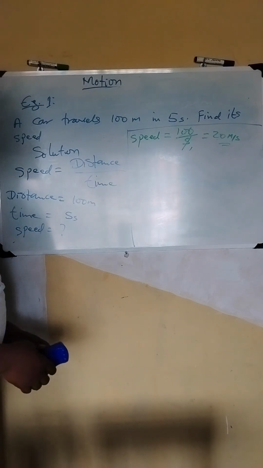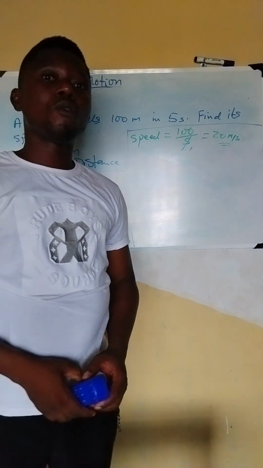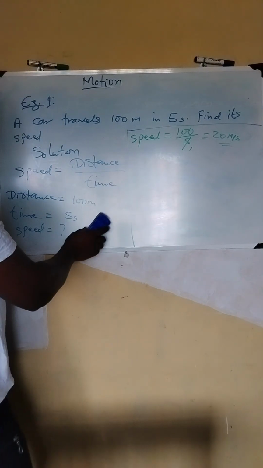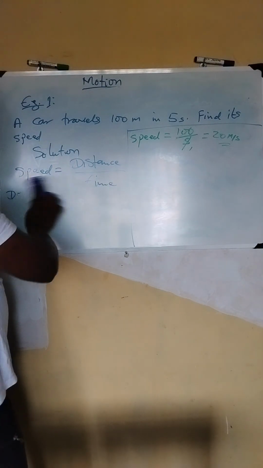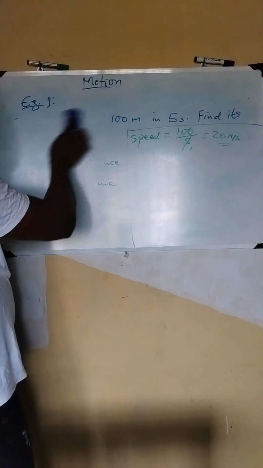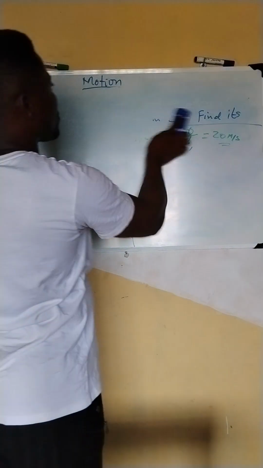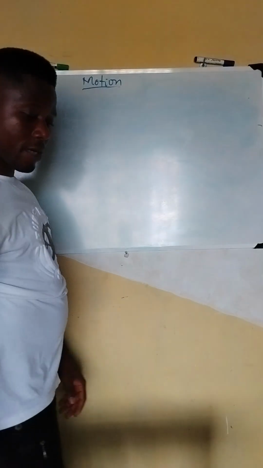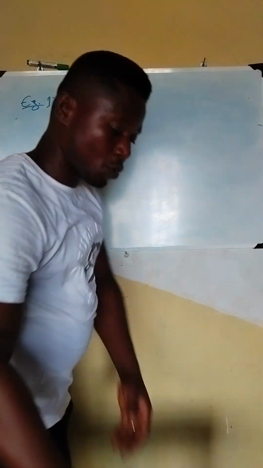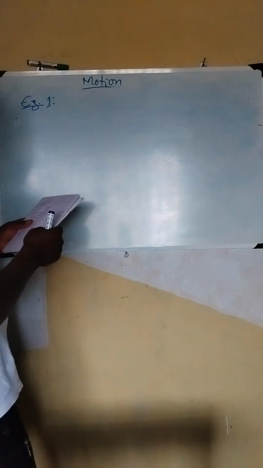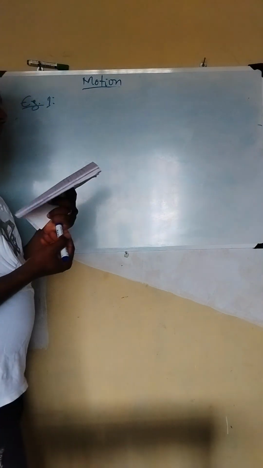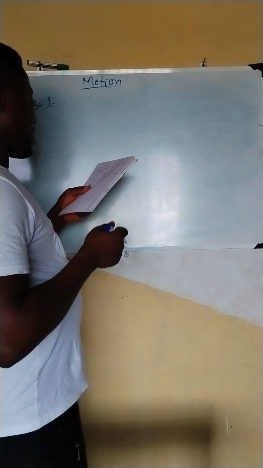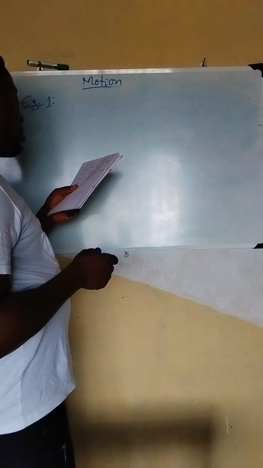All right, we are going to take another example, and we call it example 2. Let me take the question. Example 2 here says that a body starts from rest and accelerates at 2 meters per second square.